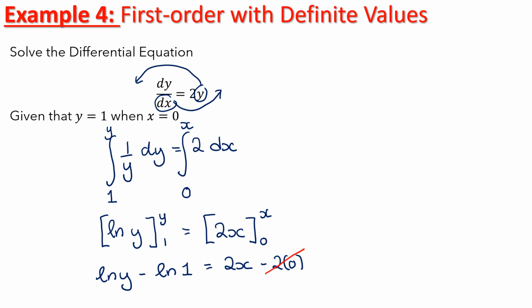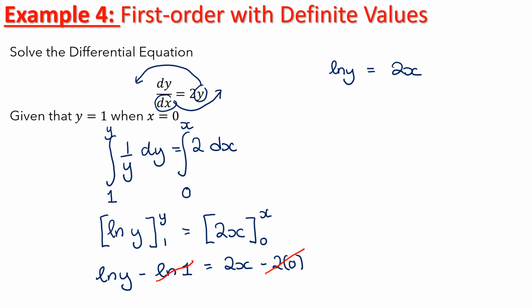So 2 times 0 is 0, and I'm going to put a line through it because I know that that's gone. ln 1, natural log of 1 is 0, so that's also gone. So we're getting ln y equals 2x. There's no need for a plus c because I had some definite values. I evaluated y equals 1 when x equals 0. So if there's a constant, it will come through here.